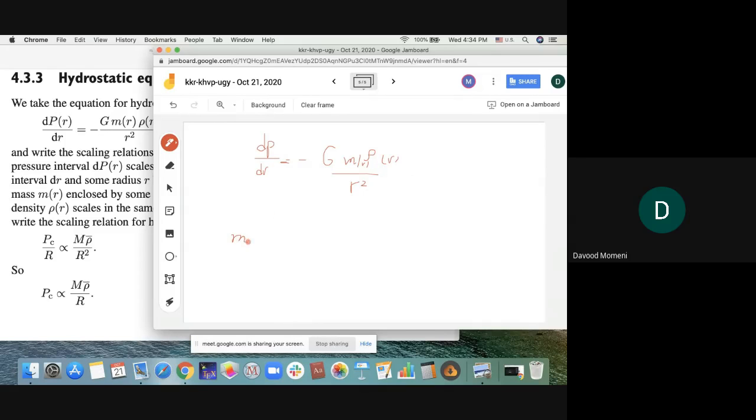So mass can be scaled as mass over total mass. Density will be scaled as density over average density. What about the r? r will be scaled as r over total r, or the size of the star. And what is needed more? The pressure. Pressure will be scaled as pressure divided by the central pressure. So by these considerations, you can show that it leads to the relation between central pressure and the average density.